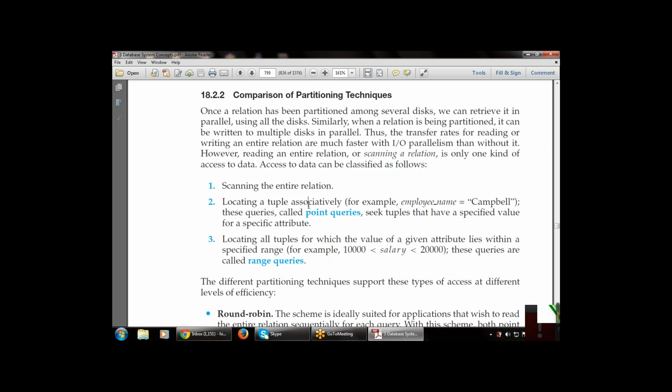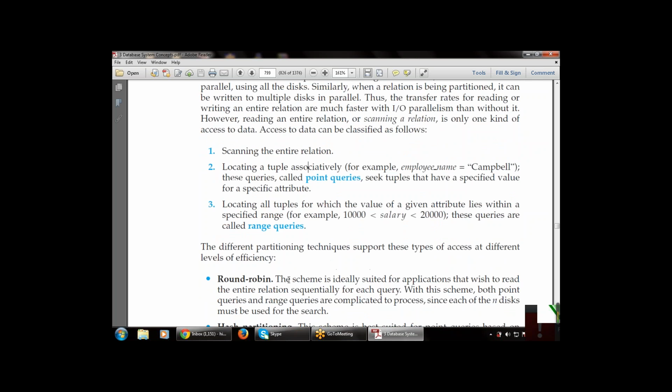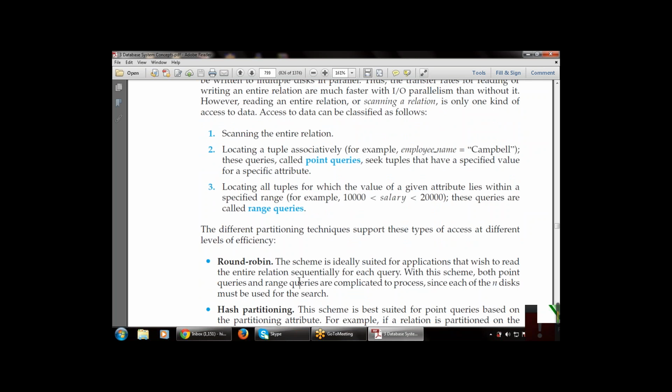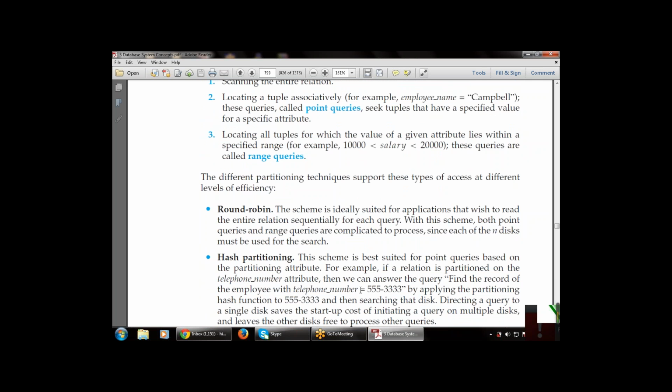There are different partitioning techniques that support these types of access at different levels of efficiency. Round robin is generally suited for applications that wish to read the entire relation sequentially for each query. Round robin means the data will be searched in sequence, then go back and search again, and so on.